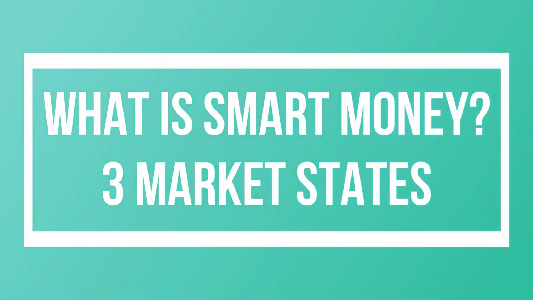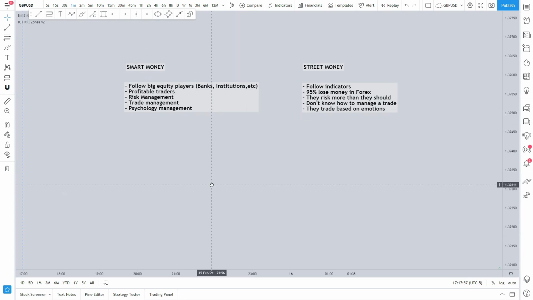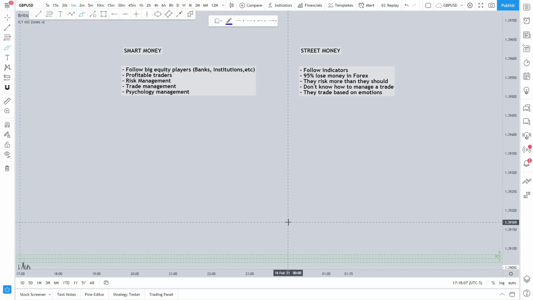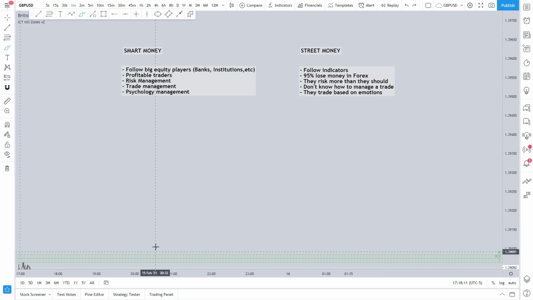So what is smart money? Smart money is simply a way of viewing the market from the institutional point of view, banks or hedge funds, etc. Basically, the problem with these big equity players is that they cannot trade like we do. They cannot enter one trade like we do on Forex on the MT4 platform, for example, and simply long or short.